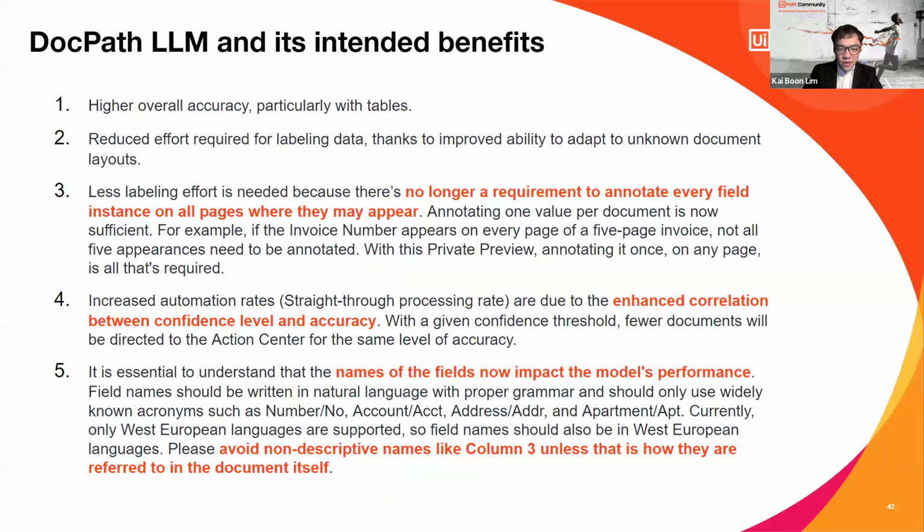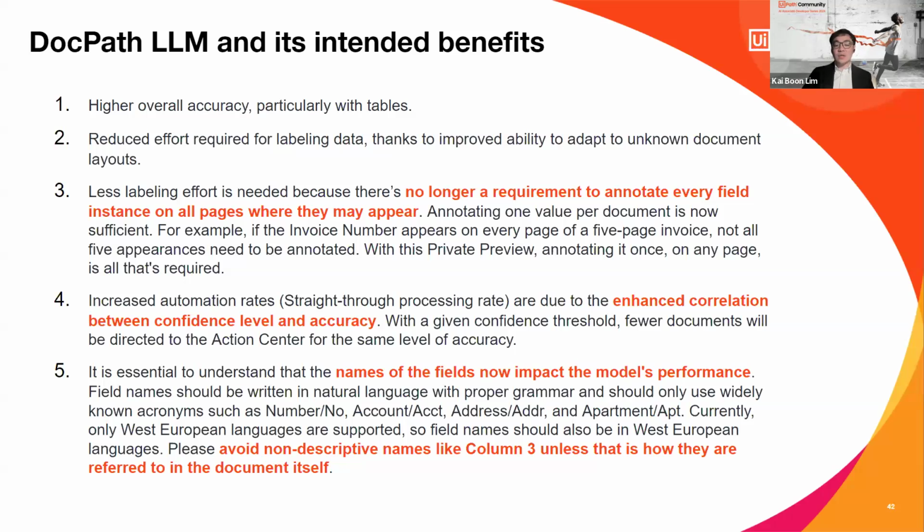So these are the overall intended benefits that we do expect from DocPath, right? For me, one of the key benefits really is that there will no longer be a requirement to annotate every field instance on all pages, right? So like I mentioned just now, if let's say a vendor name appears in all pages, as of now, you still need to label across all these pages, right? But with DocPath in the future, we no longer need to do that.